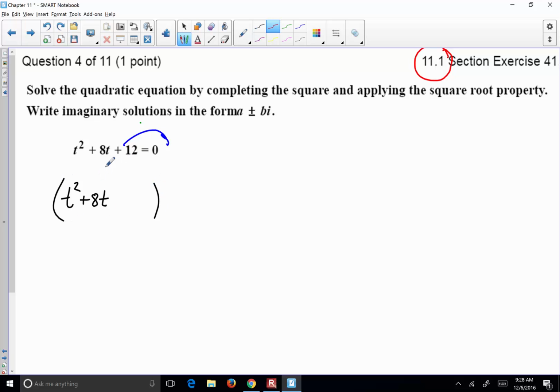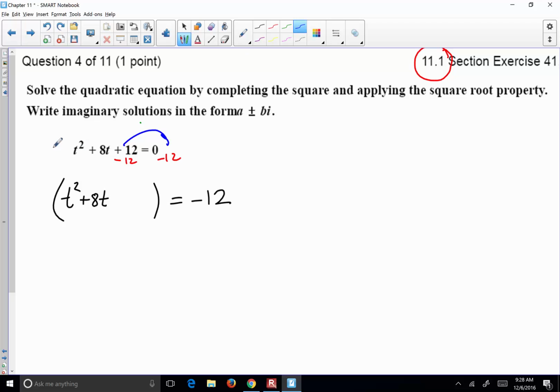Look, I'm subtracting 12 from both sides. Get that number out of our way so that we can have all variables on the left side. Why did I put a parenthesis? It's not necessary, but sometimes there is a number in front of t, like 2t squared. You need to factor it out outside the parentheses. That's why I put parentheses, but here it's not necessary.